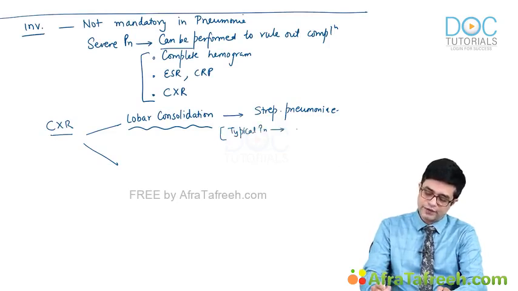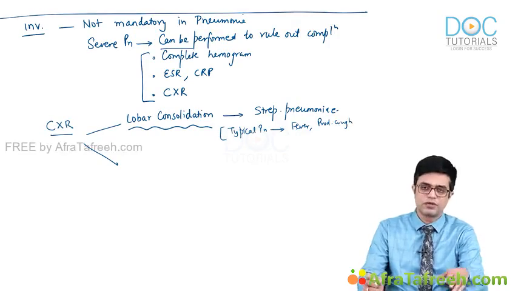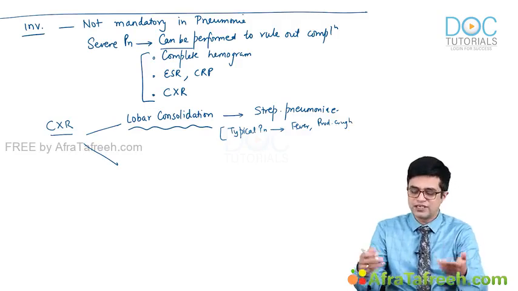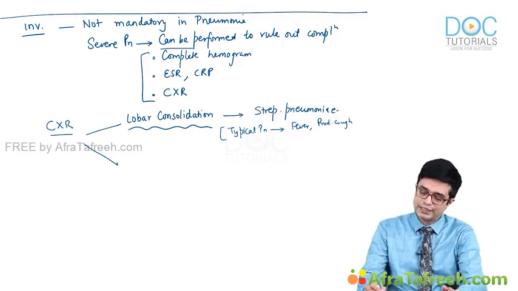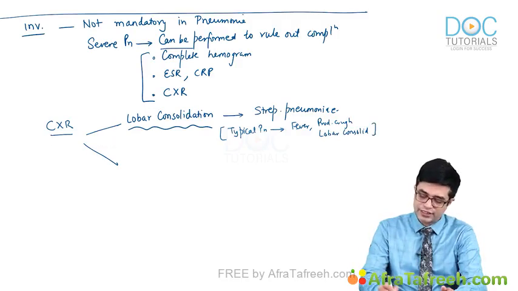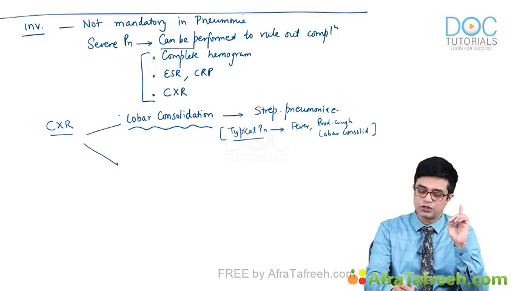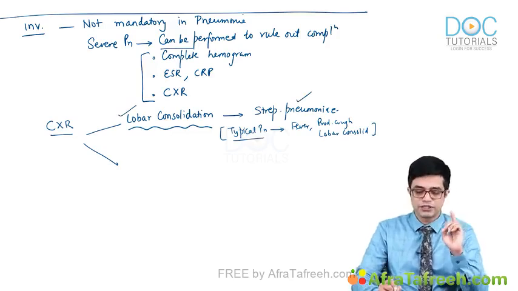These children will have fever, productive cough. Sometimes in young children you cannot make out productive cough, but traditionally speaking, fever, productive cough, and they will have a localized lobar consolidation. Sometimes bronchoconsolidation can also be seen. So these are the typical pneumonias. So remember, lobar consolidation, feature of Streptococcus pneumoniae.